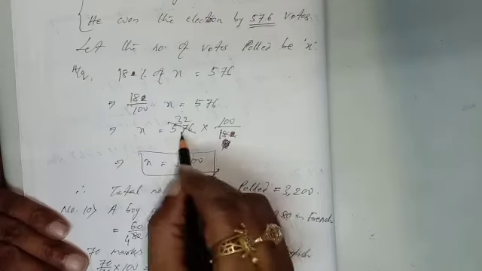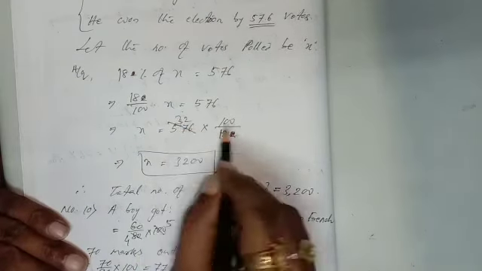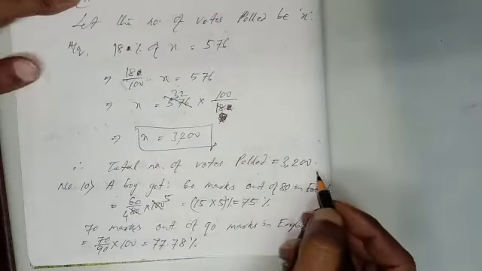x is equal to how much? 576 into 100 by 18. 18 times 32 is 576, and 32 into 100 is 3200. The total number of votes polled is equal to 3200.